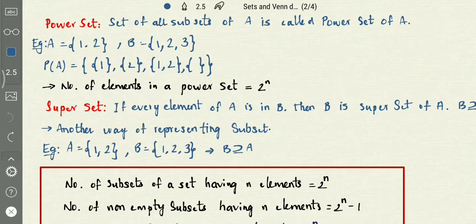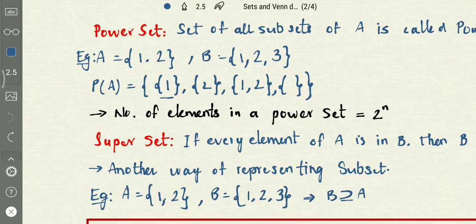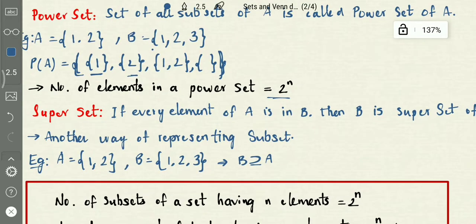A is a set having elements 1 and 2 and B is a set having elements 1, 2 and 3. So what are the subsets we can get here? Element 1 is a subset of B, element 2 is a subset of B, and the combined total set is a subset of B, and also null set is a subset of B. If all these subsets are represented in a set, then it is called a power set. This is a power set of A. So number of elements in a power set is 2 power n. As number of subsets is 2 power n, then number of elements of a power set will be 2 power n only.